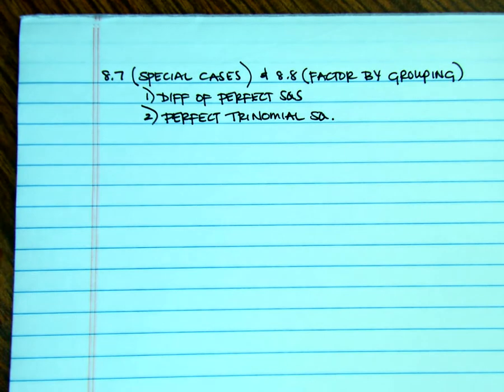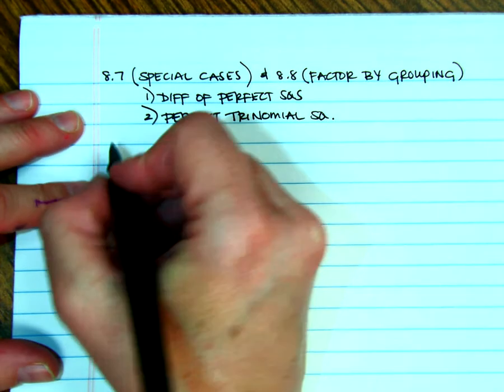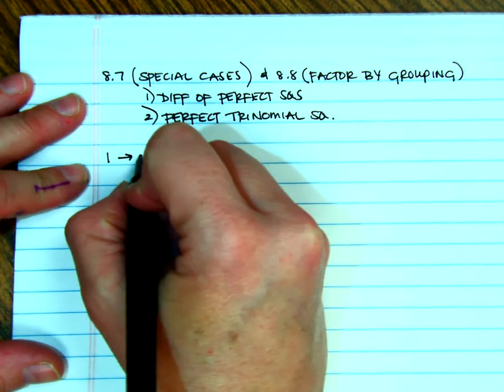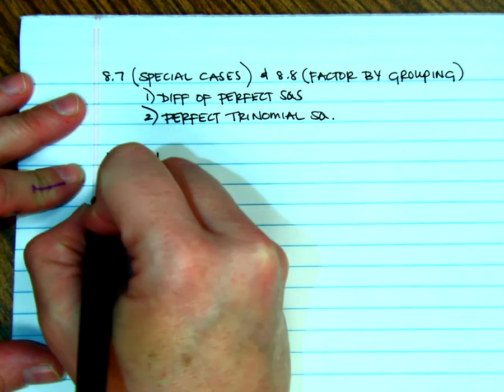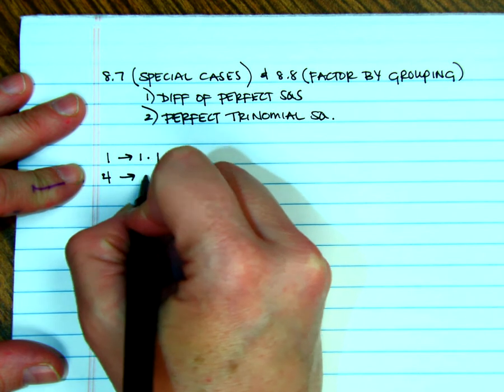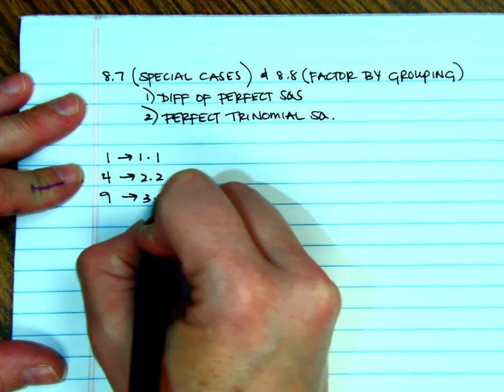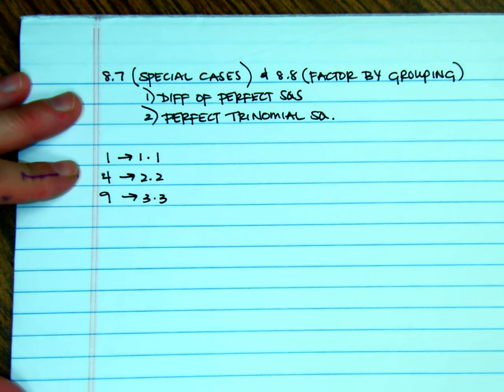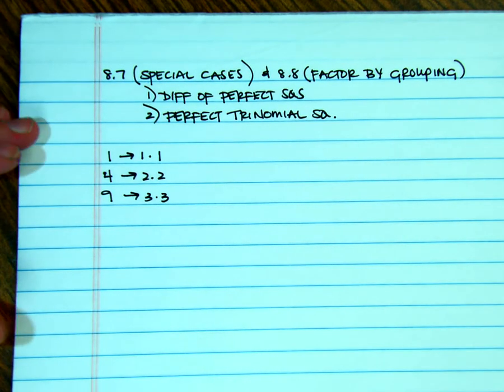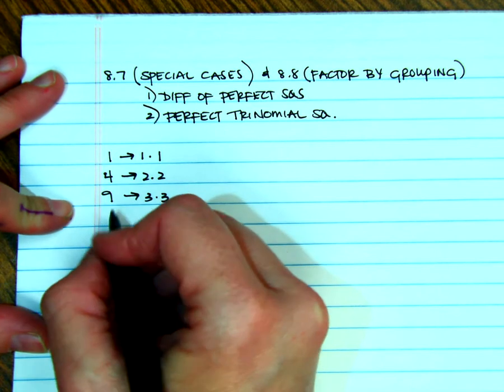What I'm noticing from just observing in class is students do not know their squares. 1 is a perfect square because it is 1 times 1. 4 is 2 times 2. 9 is 3 times 3. By definition of a square, it's anything times itself. So any number times itself gives you a perfect square.